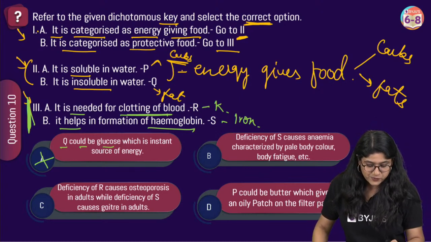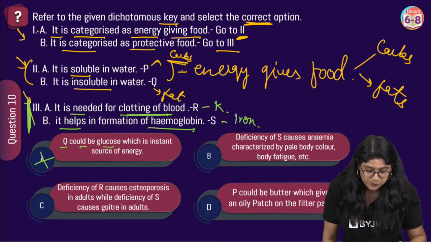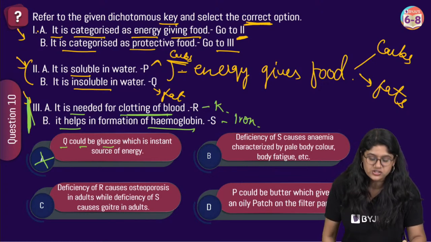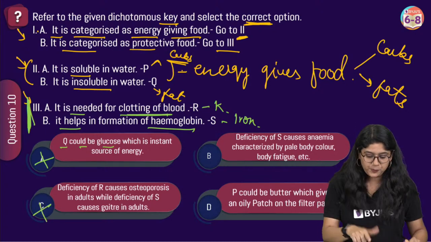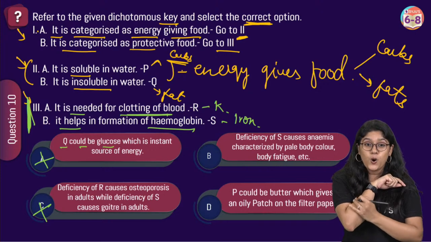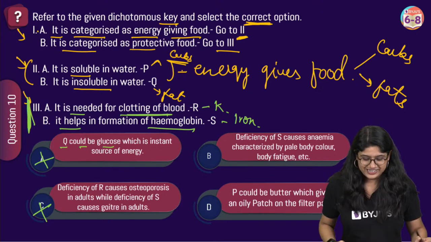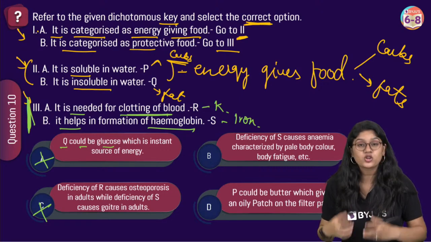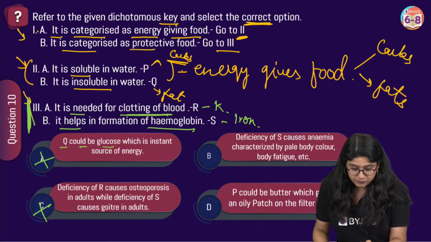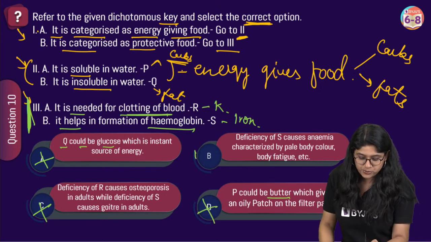Then we have option C. Deficiency of R causes osteoporosis in adults and deficiency of S causes goiter. This is absolutely incorrect. Osteoporosis is related to the bones, and vitamin K has no relation to it. Then we have option D. P, which is carbohydrates, B, a butter. We know that it's not. So the only correct option is over here.